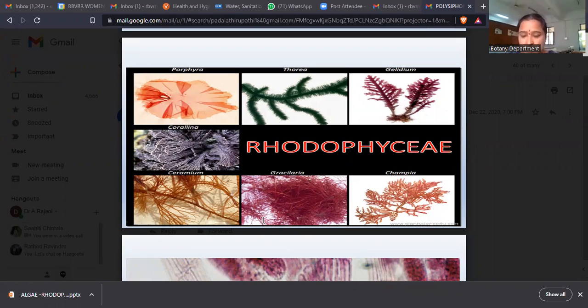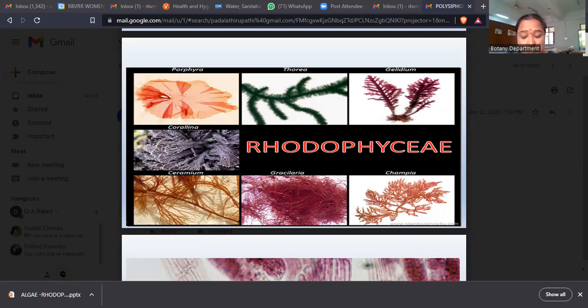And coming to the next point, the cell wall. Here in the cell wall, cellulose is very common, but here the cell wall is made up of sulfates. And these sulfates are used in many cosmetics and have many economic importance, present in the cell wall. And coming to sexual reproduction, it is very common, oogamy type.